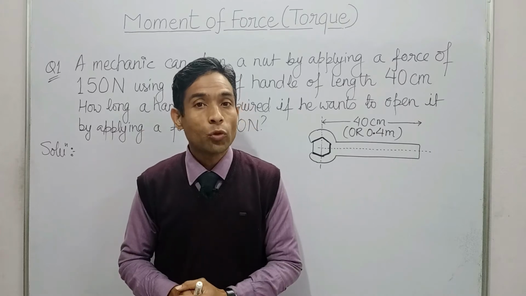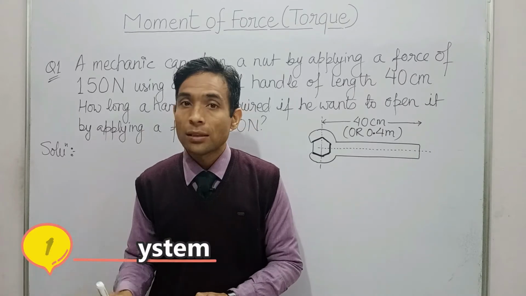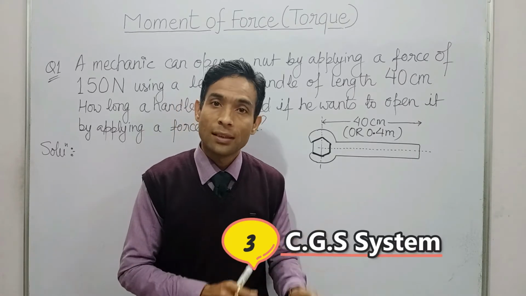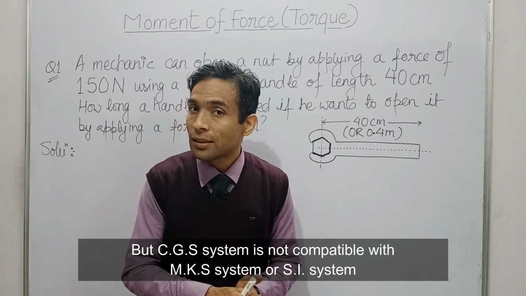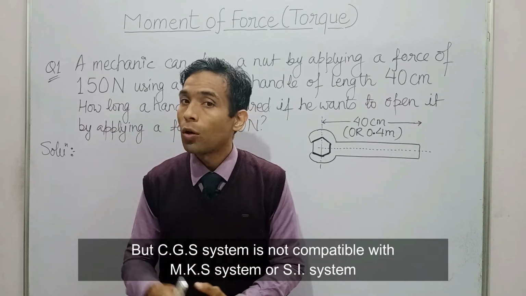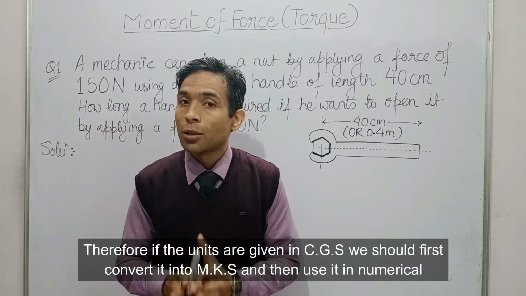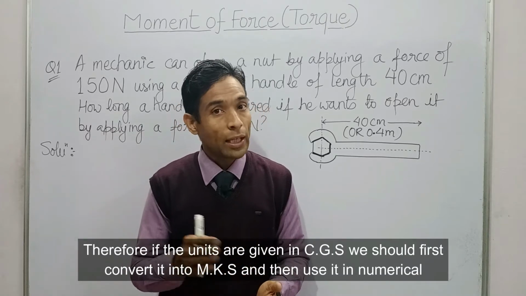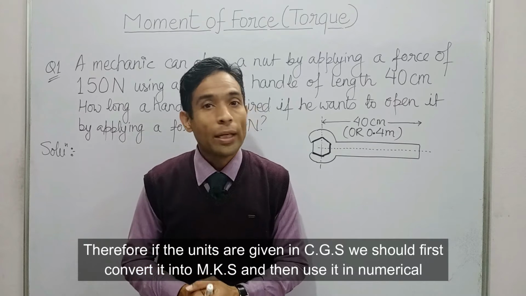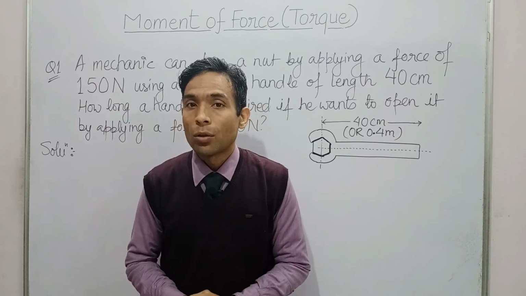We have three system of units in physics. First is SI system, second is M.K.S system, third is C.G.S system. Now M.K.S system is compatible with SI system, but C.G.S system is not compatible with M.K.S और SI system. और इसीलिए जब न्यूमेरिकल्स में हमको यूनिट C.G.S में गिवन होती है तो हमको पहले उनको कन्वर्ट करना है M.K.S में और तब हमको यूज़ करना है न्यूमेरिकल्स में. आइए देखते हैं हमारा पहला न्यूमेरिकल क्या है.